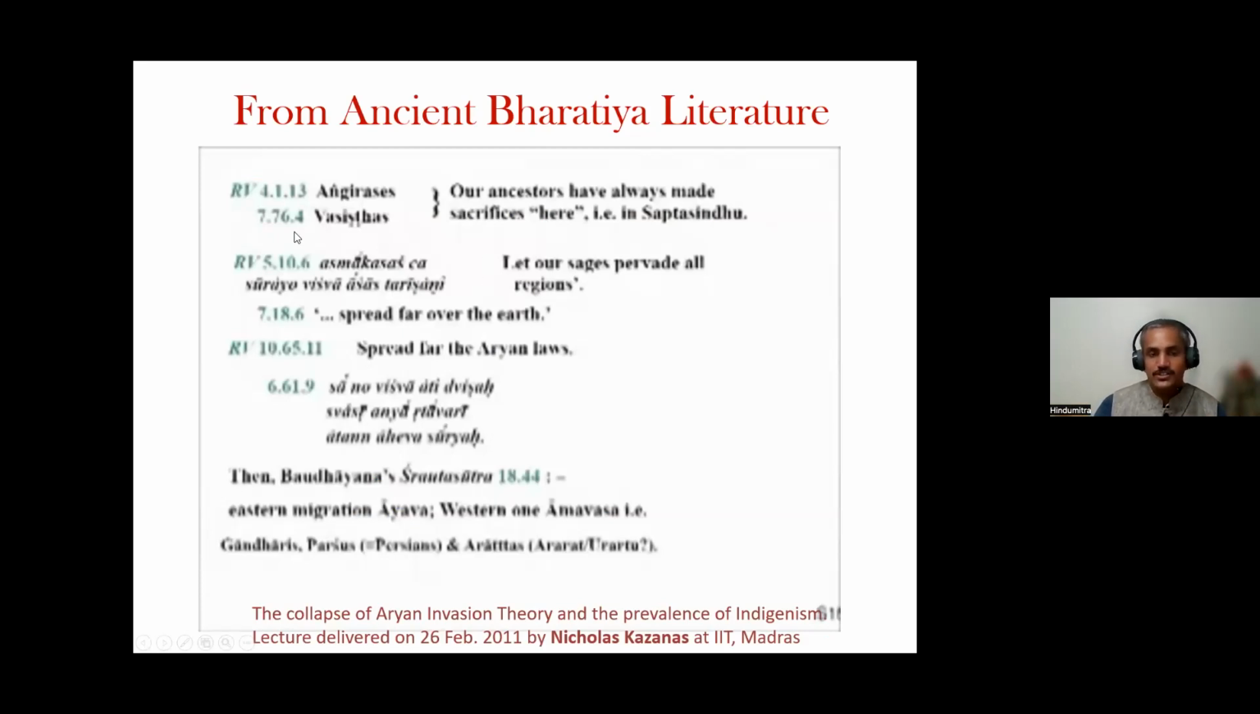The Rig Veda also says, for example, the Angirasas and the Vashishtas say that our ancestors have always made sacrifices, that means Havan or Yagnas, here in Sapta Sindhu. So the Rig Veda remembers that their ancestors have always lived in Sapta Sindhu. The Rig Veda also says, let our sages prevail in all regions. That means they have spread across a huge area, and they have spread to different parts of the world too.